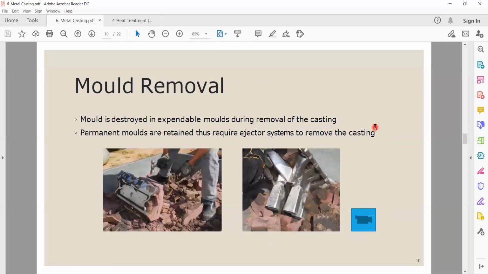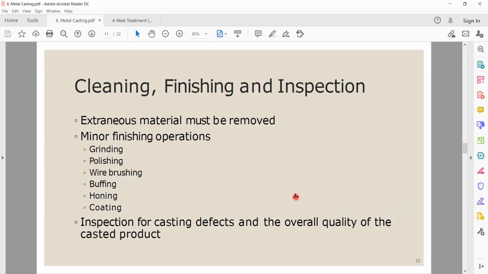Then once you finish your solidification process, you have to remove the mold. According to your mold type, if you are using an expendable mold, you have to break the mold and take the casted component. Or if you are using a permanent mold, you have to eject it using the locks or the screws, and then you can take your casted item from the mold.